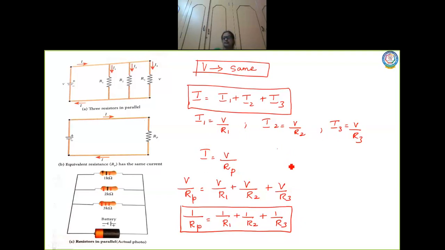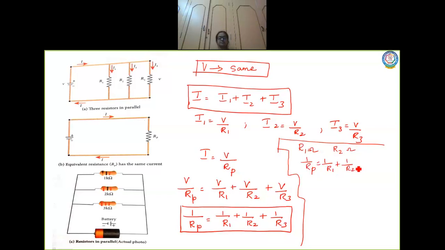But before that, I'm going to give you a very small formula. Okay, suppose let us take two resistors, R1 ohm and R2. Now what will be the effective resistance for this? It will be 1 by Rp equal to, how do you write? You will have 1 by R1 plus 1 by R2.